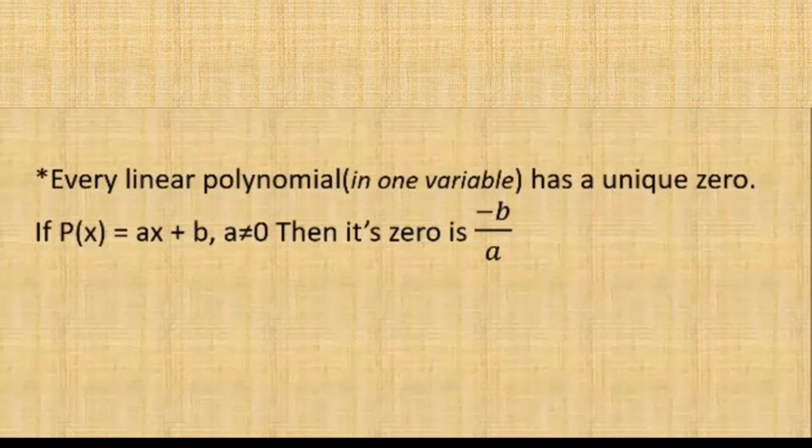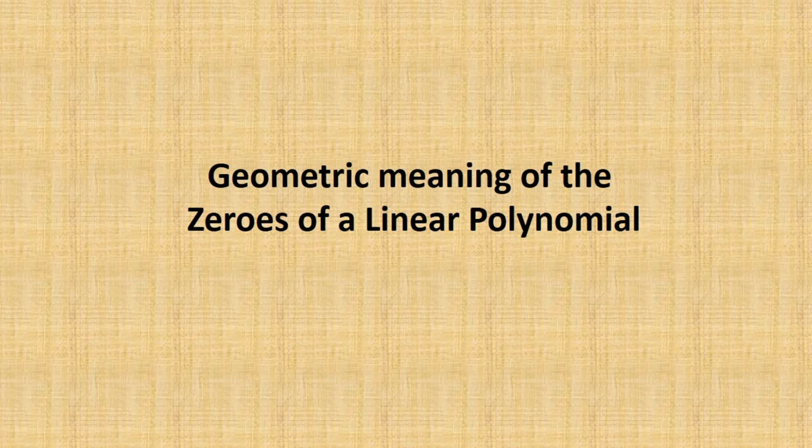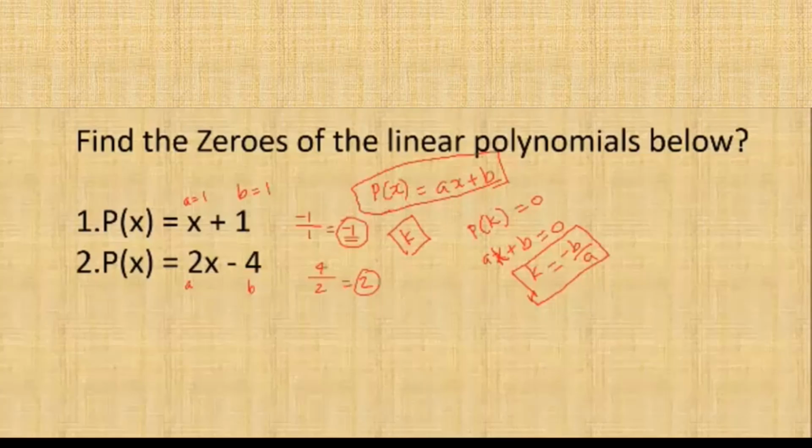Now we are going to check the geometric meaning of the zero of a linear polynomial. The 2 questions we discussed here: p of x is equal to x plus 1 and p of x is equal to 2x minus 4. Minus 1 is the zero of the first polynomial and 2 is the zero of the second polynomial. So we will draw the graphs of these polynomials and check if there is any relation to the zeros of these polynomials in geometry. So I shall open the graph in the whiteboard.